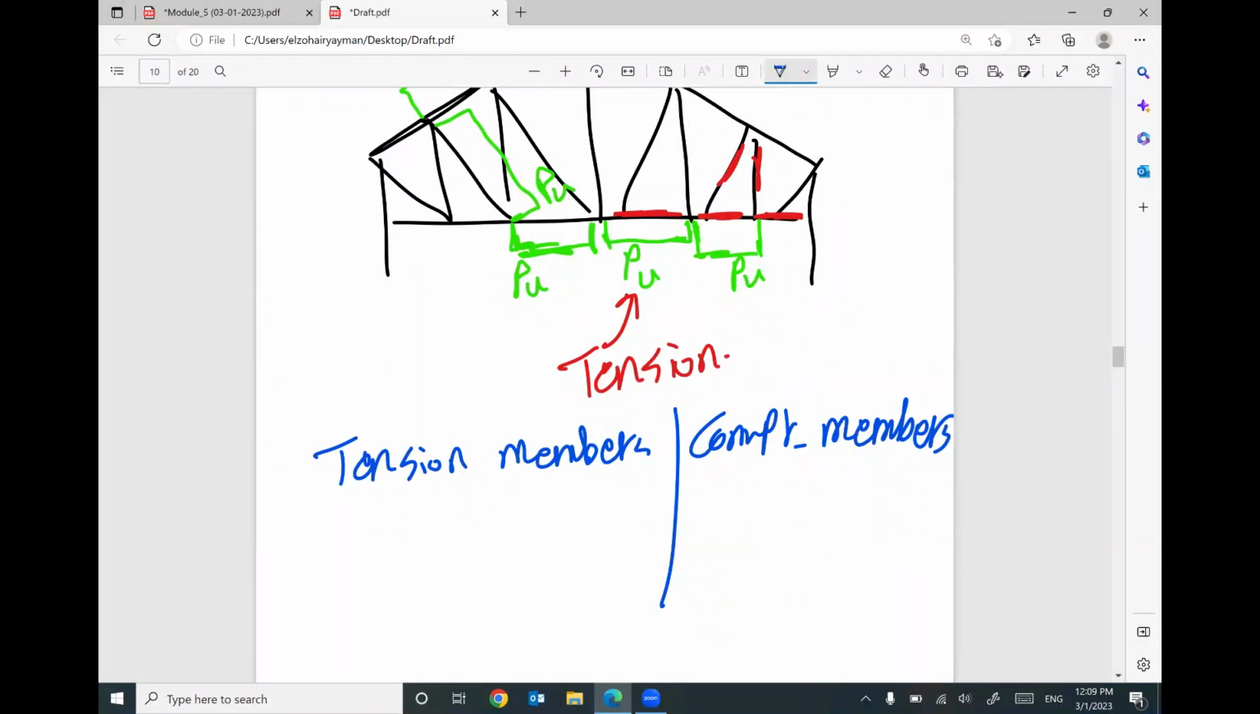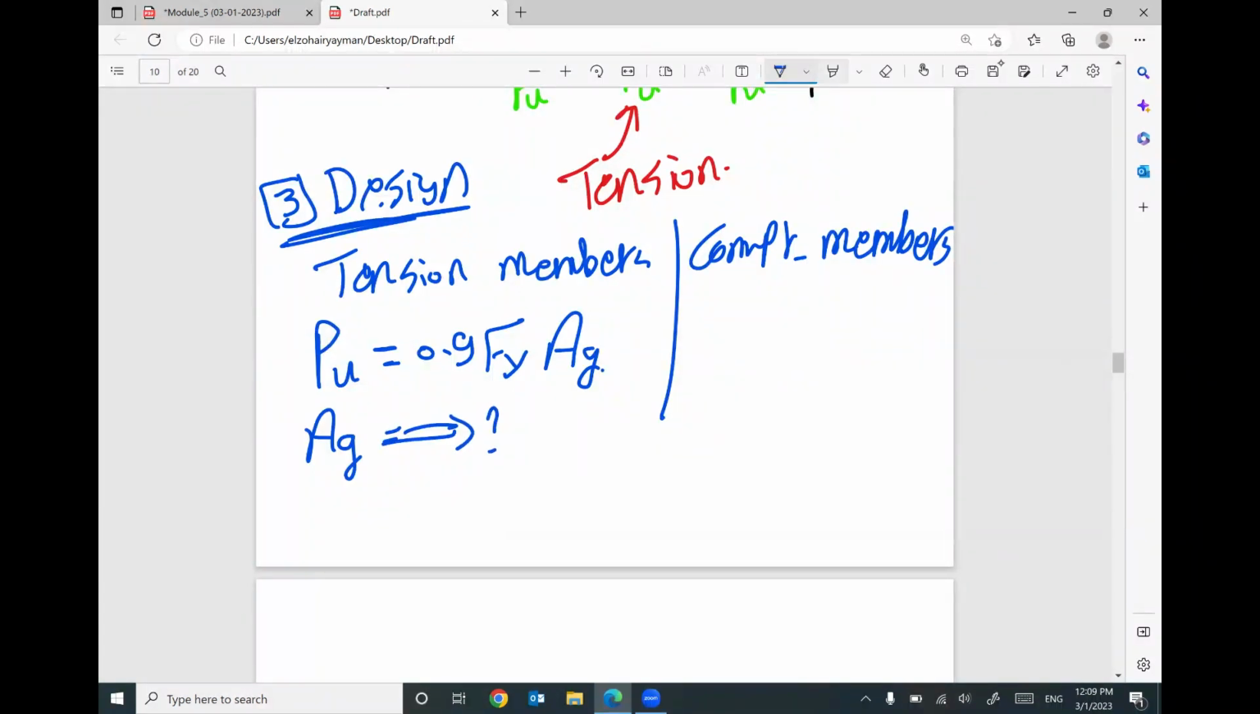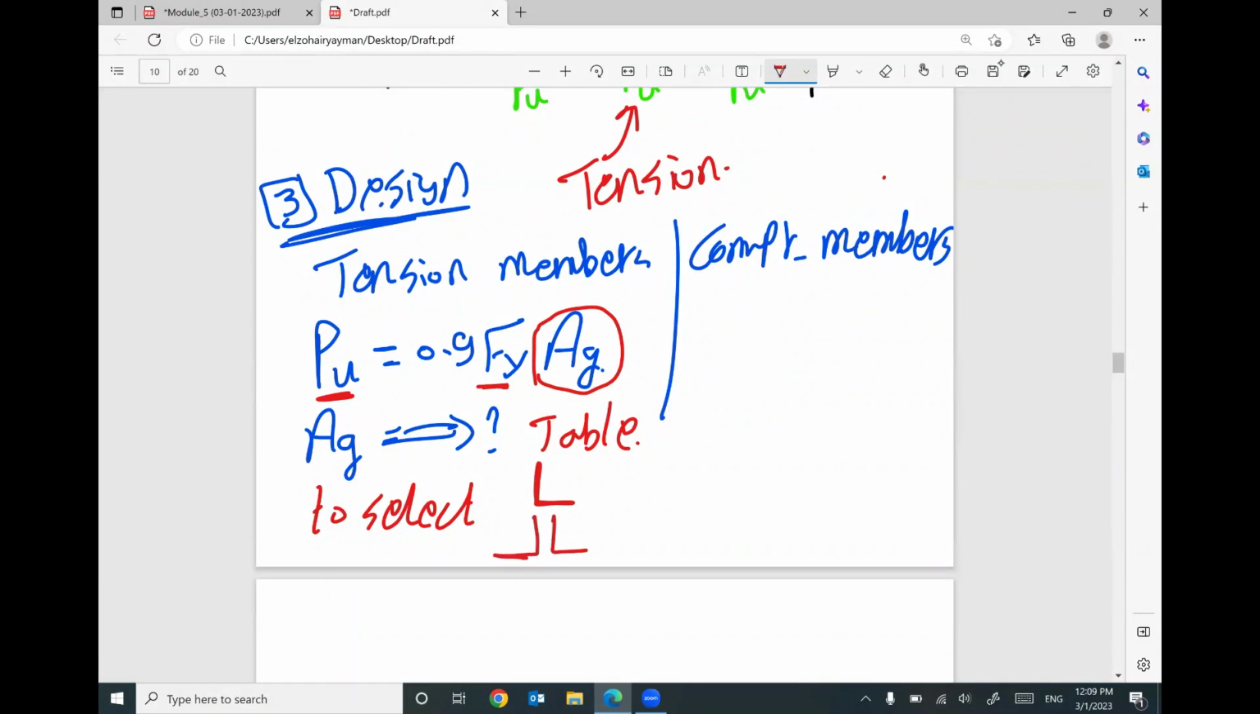So we will start the third step, design. If your member is tension and you would like to design it, your P ultimate from RISA equals 0.9 Fy times area gross. Then go ahead and define area gross. Because everything in this equation is known: the P ultimate from RISA, Fy based on the type of steel, and 0.9 is constant, so you can figure out the value of area gross. Open your table to select an angle, one angle or double angle if you want.